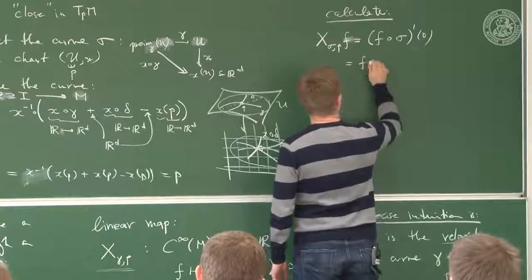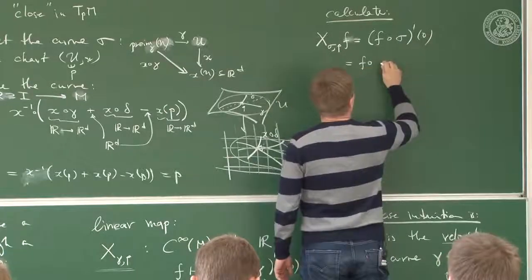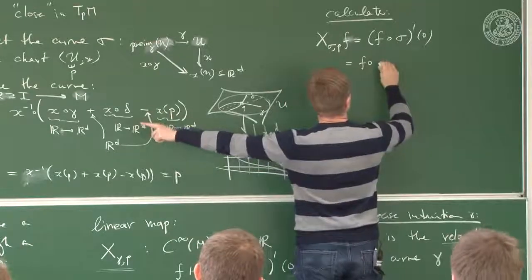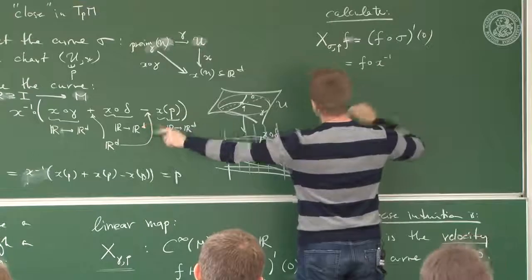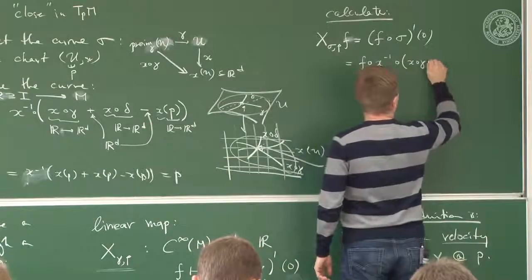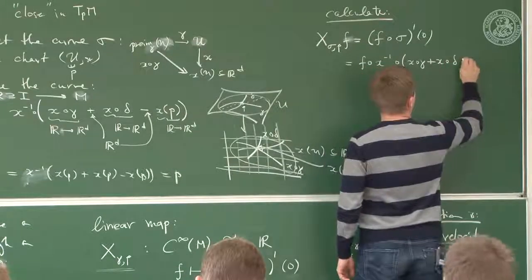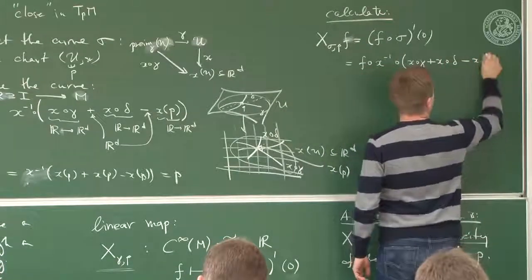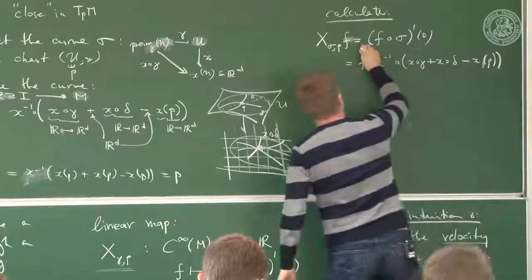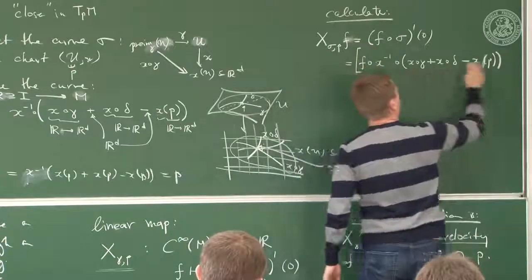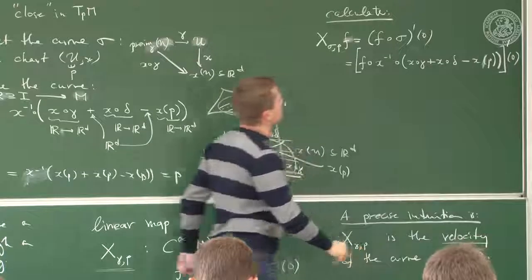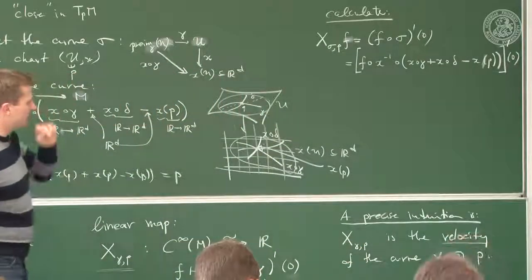So this is f after sigma, right? And sigma is this, f after x inverse after, now it comes, x after gamma plus x after delta minus x of P. Close bracket from here, and then we have big brackets. Let me draw square brackets. Derivative at position 0. This is just plugging in the sigma.